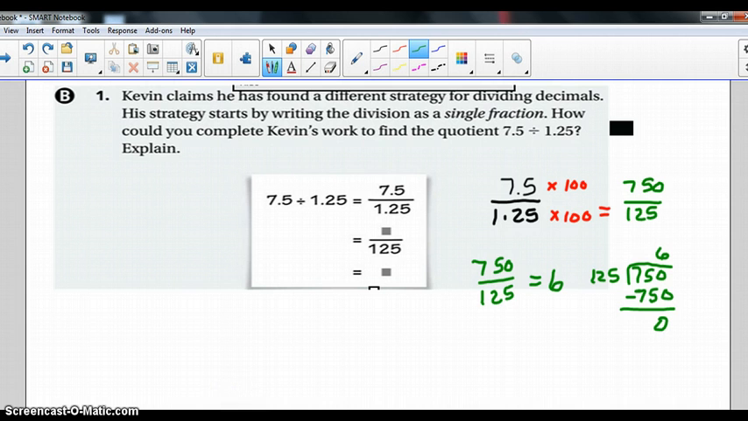All right, hopefully you understood. Both methods are completely fine. One way obviously is a little bit easier than the other. So make sure you understand both prior to coming to class tomorrow.